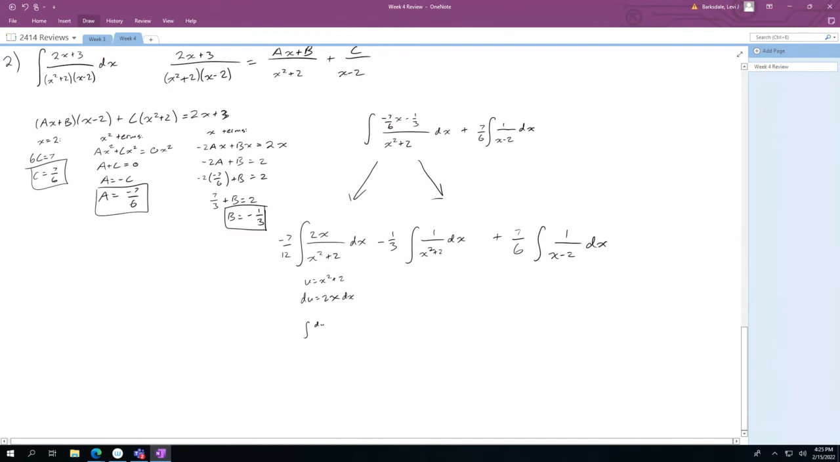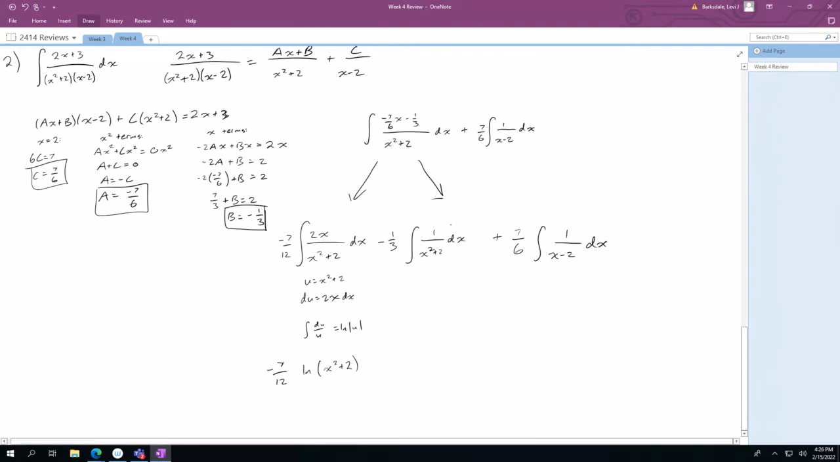This becomes the integral of du over u, which is, of course, just the natural log of u. And, of course, I know what u is, so that's -7/12 natural log of x squared plus 2. And because x squared plus 2 is always positive, I can just drop my absolute value bars as well. All right, next up, I have this one. Do you recognize that fun shape? What should that go to? Isn't that the arctangent? Right, that's an arctangent integral.